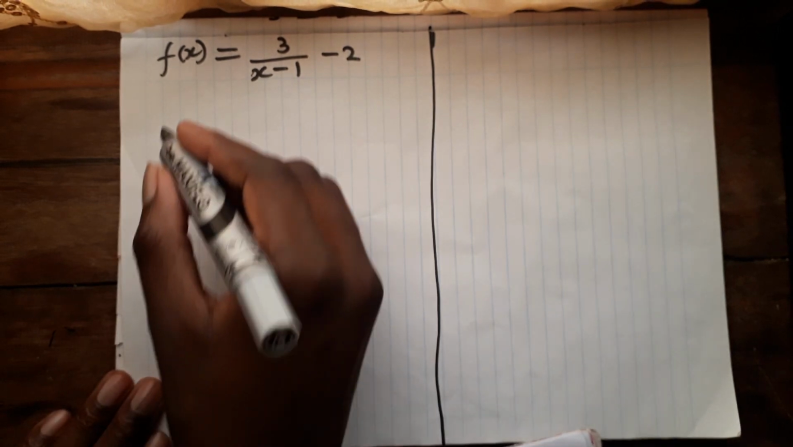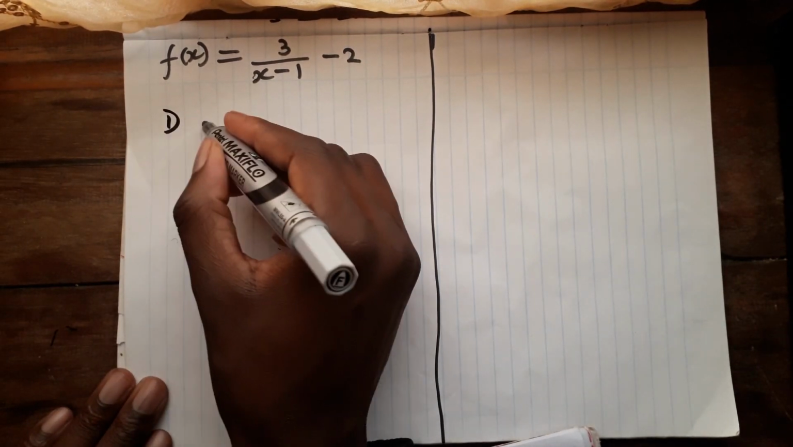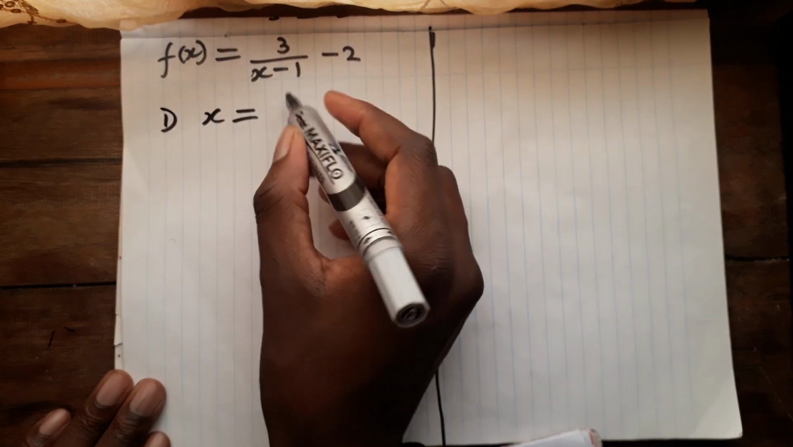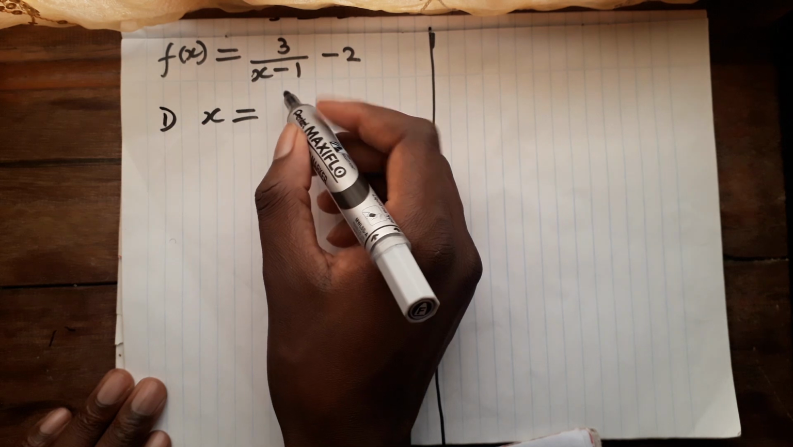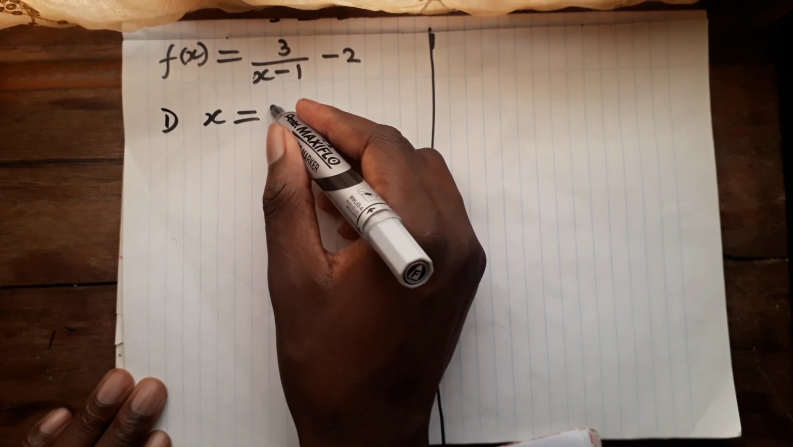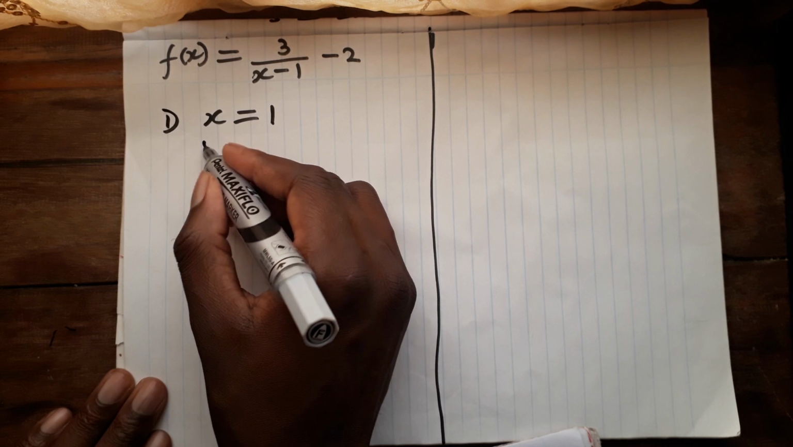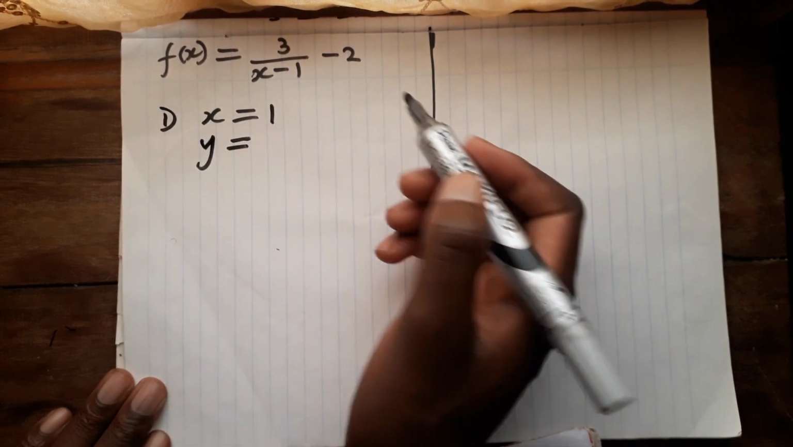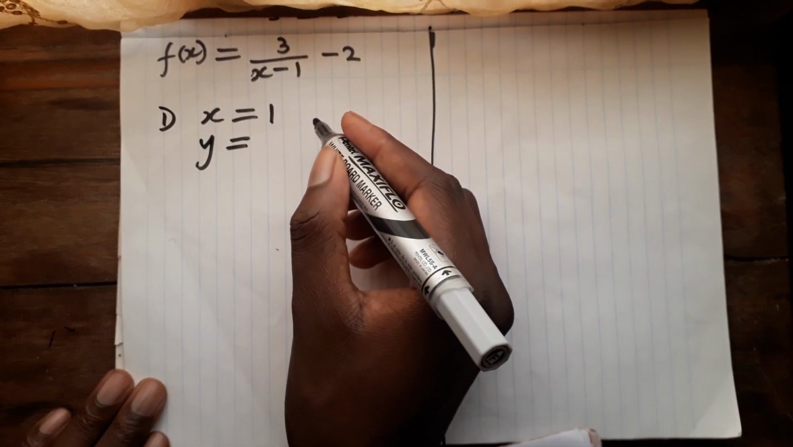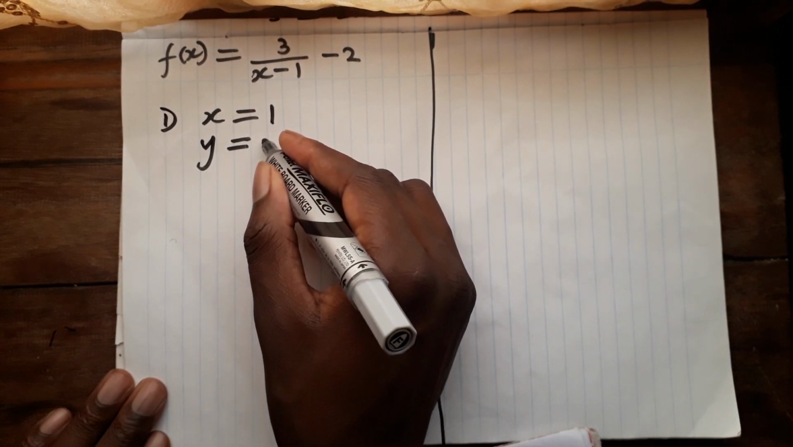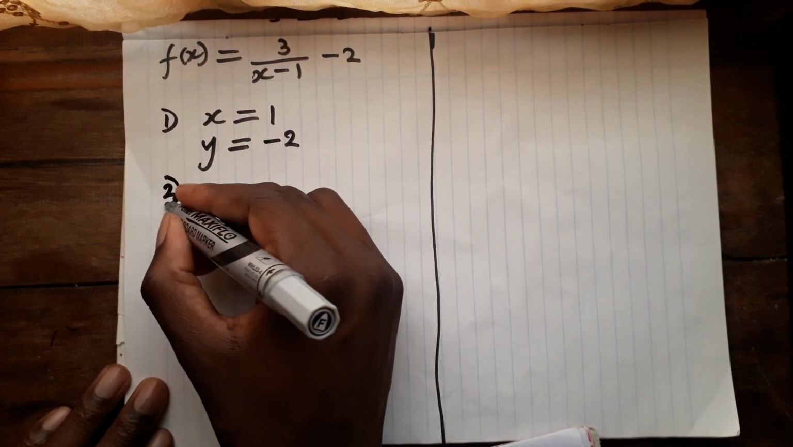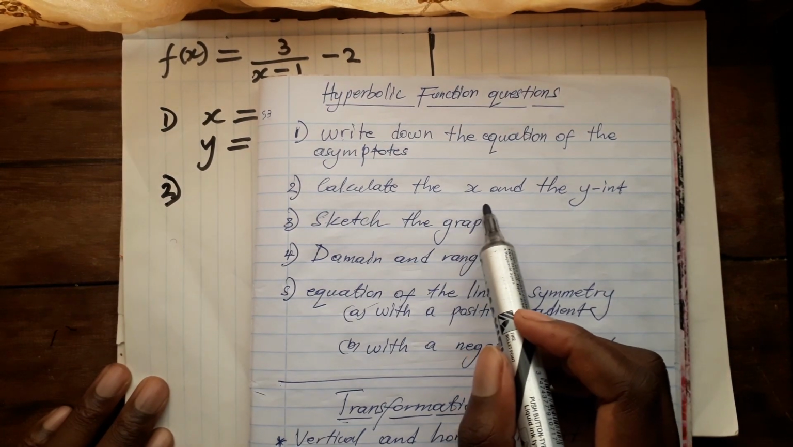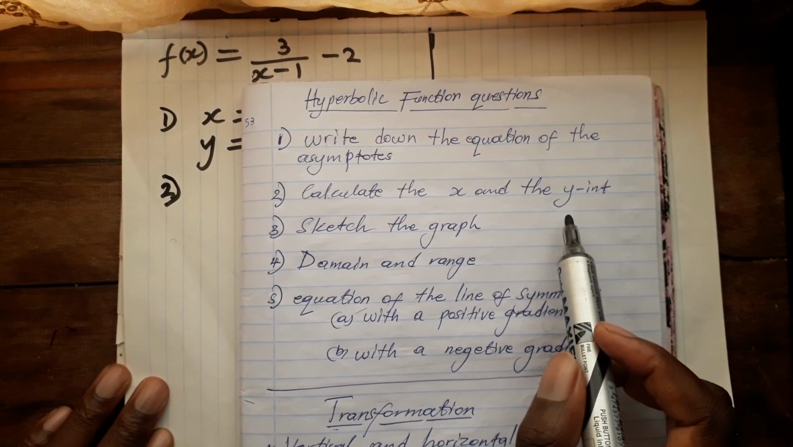It means that we are going to say x equals this one. You change its sign, like I said. It's negative here, it's going to be positive here. And then y equals this one. You don't change it, you just write it as it is. So it's going to be negative 2. And then we go to the next question, number 2. Calculate the x and the y intercepts.